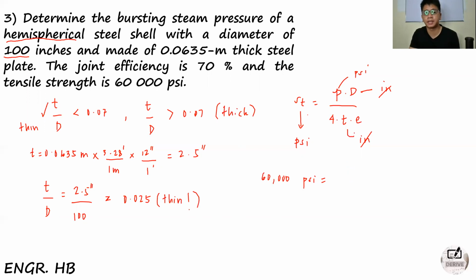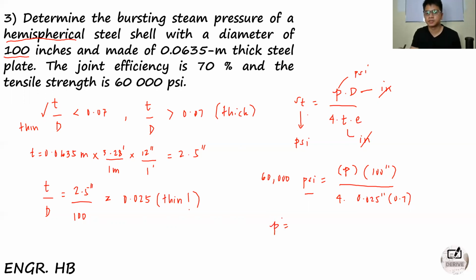That is what we are looking for: determine the bursting steam pressure, times the diameter. What is our diameter? 100 inches. Divided by 4, multiplied by the thickness of 0.025 inch, times 0.7 because the efficiency is 70%. So the inches cancel, and of course what remains is PSI. Our bursting steam pressure is in PSI.